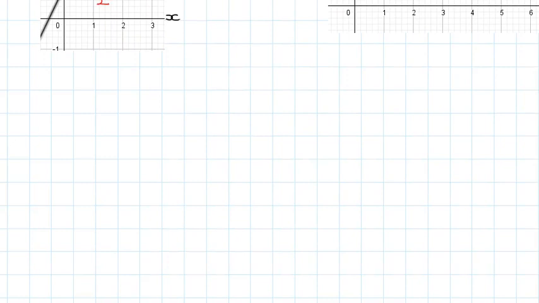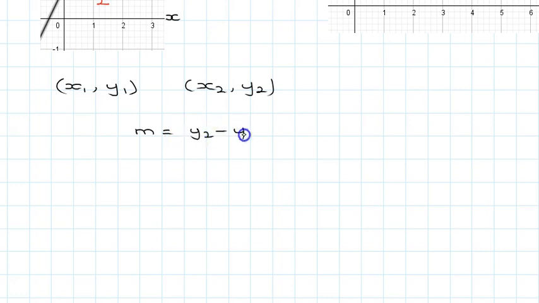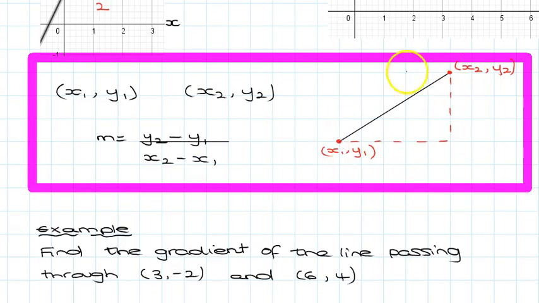Now, there is another formula that we use for the gradient in terms of coordinates. If we allow the first coordinate to be x1, y1 on a graph, and the second coordinate to be x2, y2, we can then formulate an equation that says that the gradient is the difference in the y direction, y2 take away y1, divided by the difference in the x direction, which is x2 take away x1. And you can see I've put a diagram which clearly shows that this is the first coordinate and this is the second coordinate. Alright, so let's do an example.